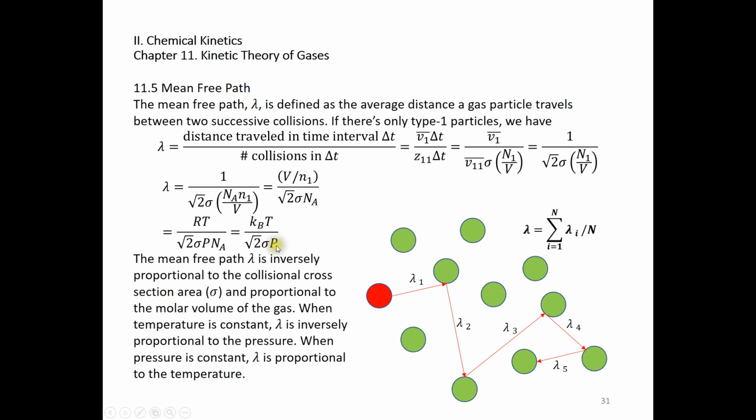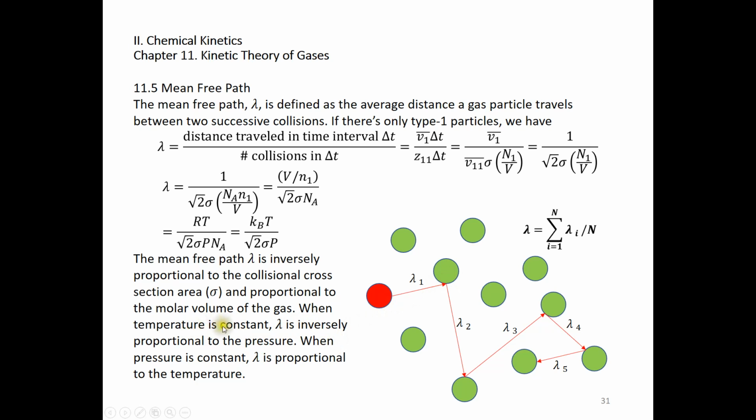The mean free path is inversely proportional to the collisional cross-section area, sigma. It's understandable because if you have larger particles, you have more frequent collisions, and that will make the lambda smaller. It's also proportional to the molar volume of the gas. Over here you can see the molar volume, because if you have a larger molar volume, it's hard for a particle to find another particle. It has to travel a longer distance to encounter another particle.